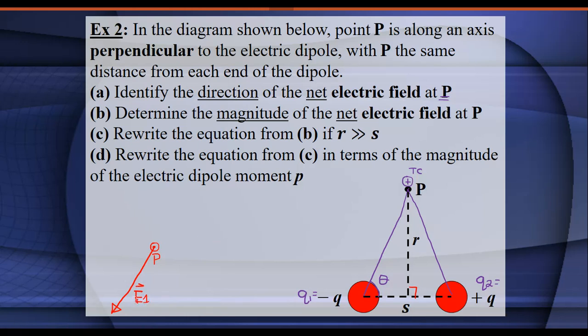Okay, so this is going to be the electric field at point P due to the negative side of the electric dipole. Now, in relation to Q2, this positive test charge would want to repel from the positive part of the electric dipole. So E2 would then point up and towards the right. Okay, we'll call that E2.